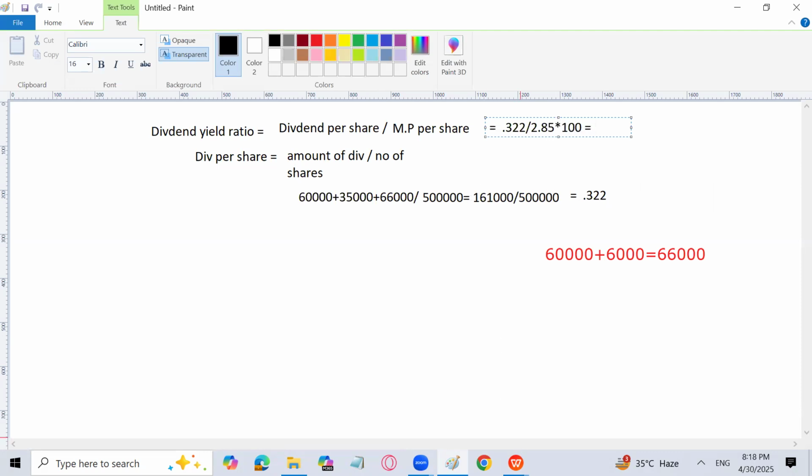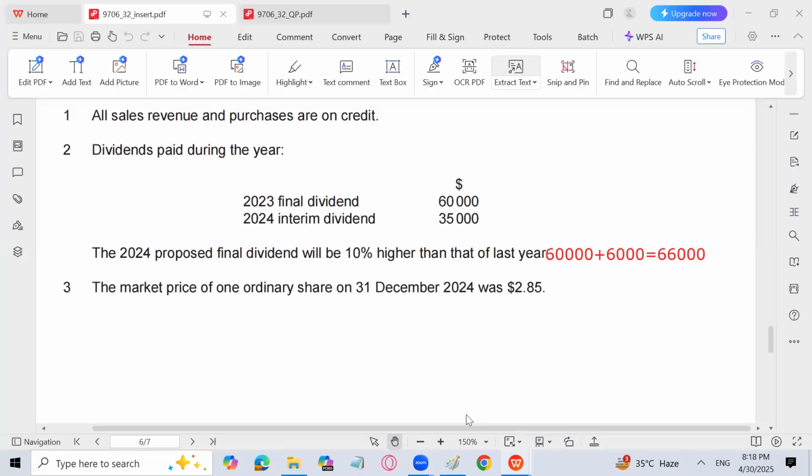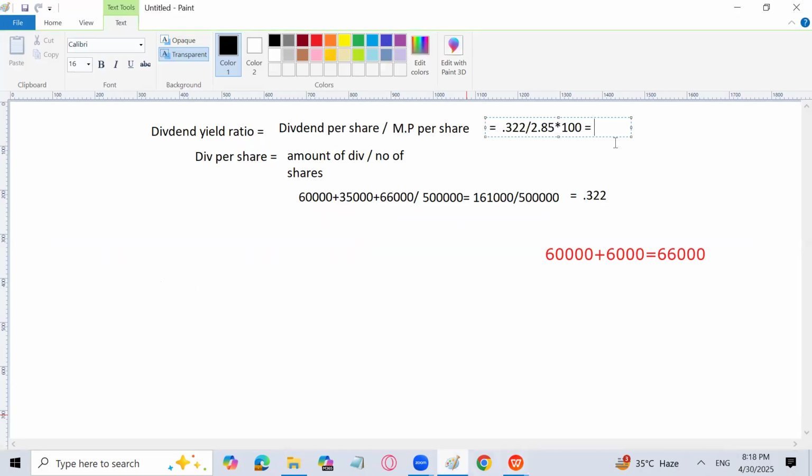Let's calculate that. Let me check the market price per share once again, 2.85. So the answer for this is going to be 11.29 or 11.3 you can write here. So dividend per share over market price per share is equal to 11.3%.